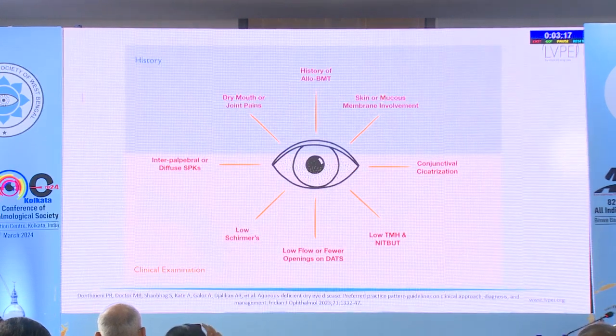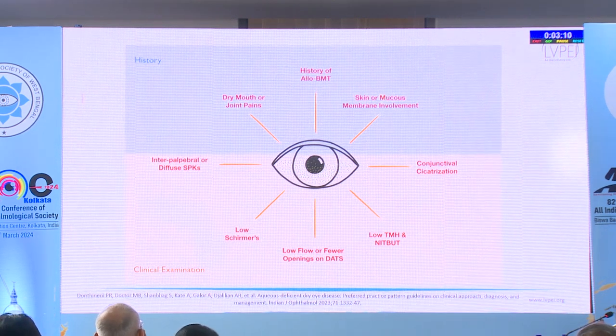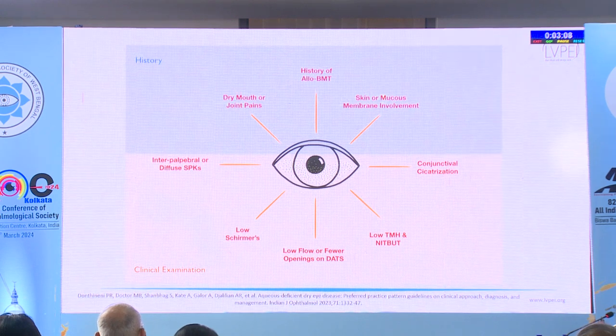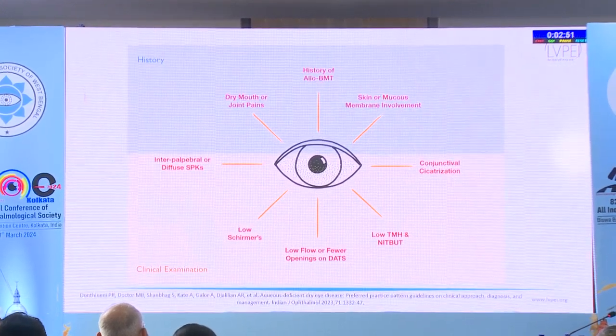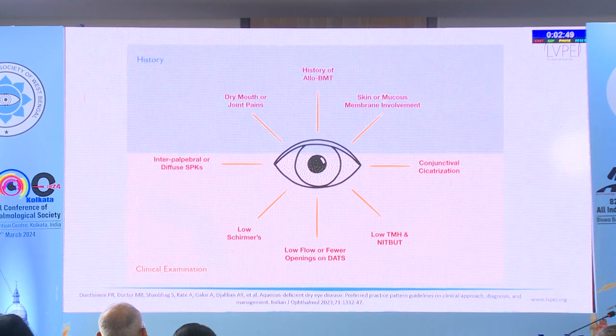In general, we look at all of this. Typically in aqueous deficiency, you have this interpalpebral SPKs or staining. If they have history of dry mouth or joint pains, then it's probably Sjogren's. They can have a history of bone marrow transplantation or hematopoietic stem cell transplantation, where the cause is GVHD, and they can also have skin or mucous membrane involvement and conjunctival cicatrization. This is something that we often miss in patients with aqueous deficiency, and you should look for other signs of conjunctival damage in these patients.